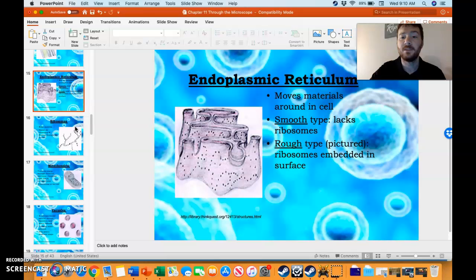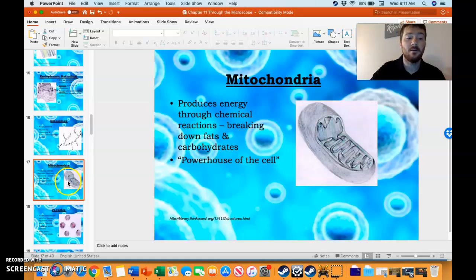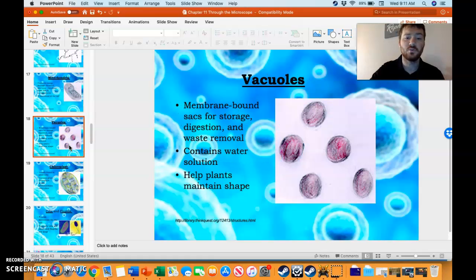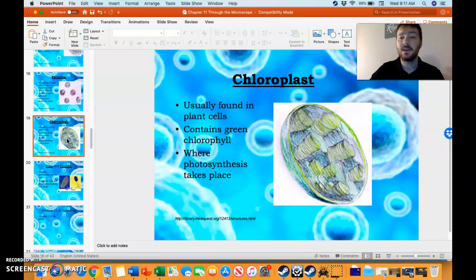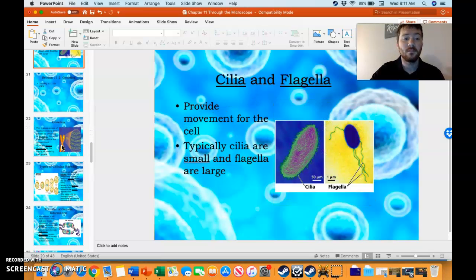There's lots of different organelles. Endoplasmic reticulum, the highway of the cell. Ribosomes make proteins. Mitochondria, the powerhouse of the cell. Vacuoles to store. Chloroplasts to make energy in plant cells. Cilia and flagella for movement.